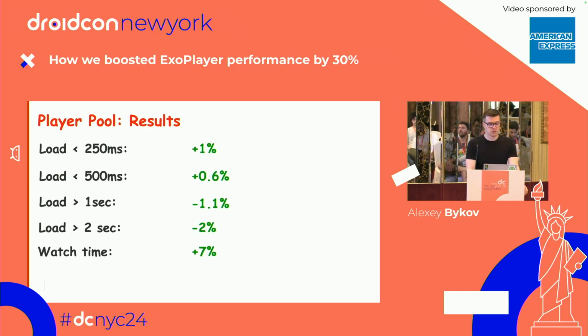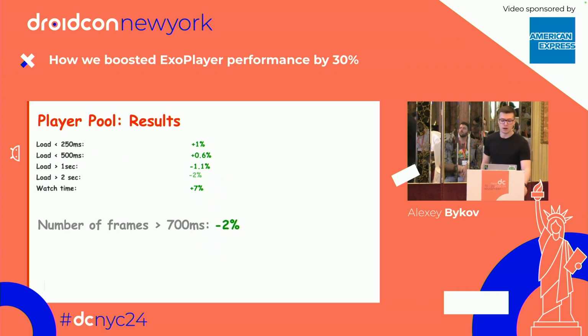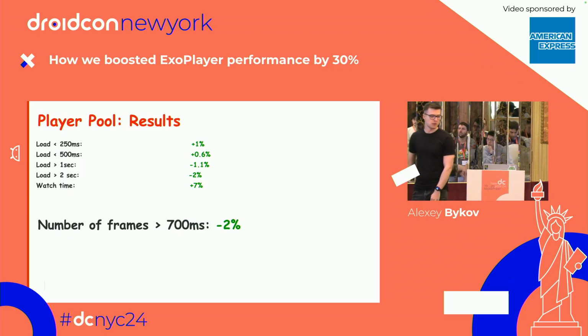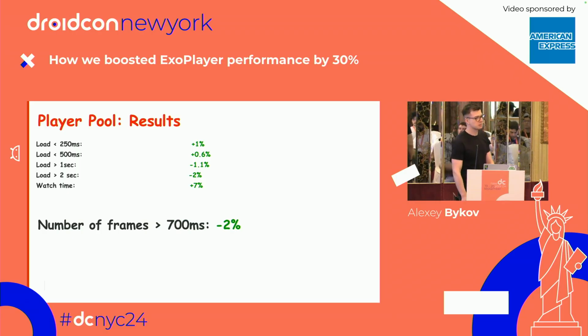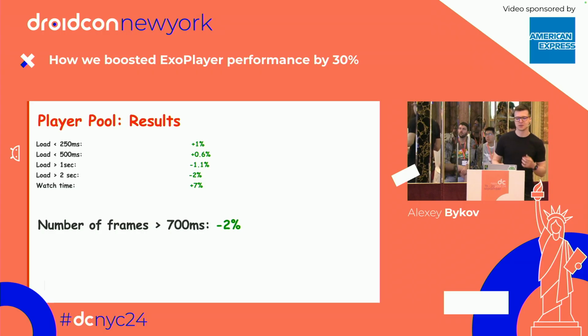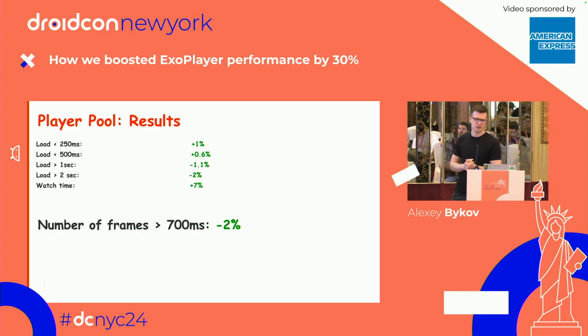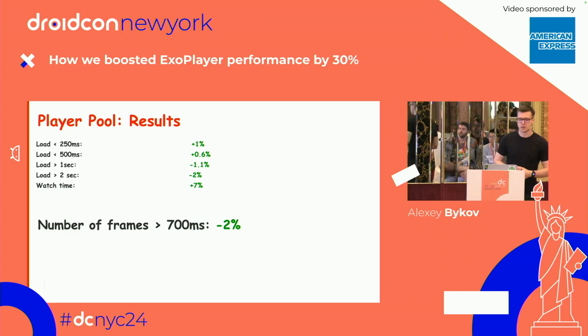What is the result of this approach? Load in 2 seconds, or rendering in 2 seconds, decreased by 2%, which also increased watch time by 7%. But not only that. We have a metric called number of frozen frames, a child of ANR. ANR is 5 seconds, if I'm not mistaken. We also track how many frames are rendered in under 700 milliseconds and more than 700 milliseconds, and we reduced the count of those frames by 2%.